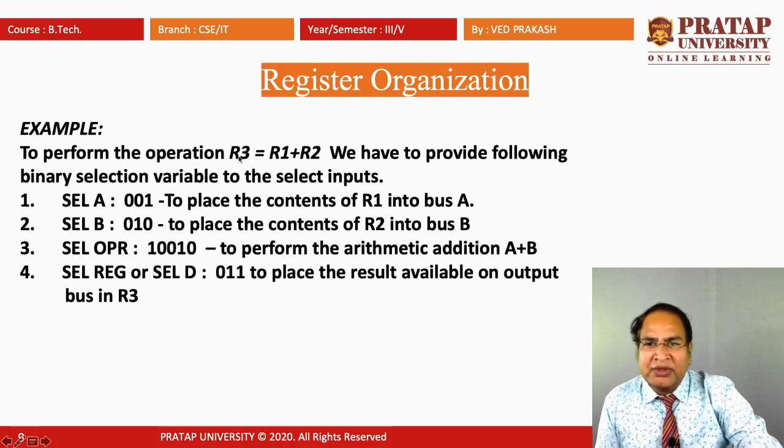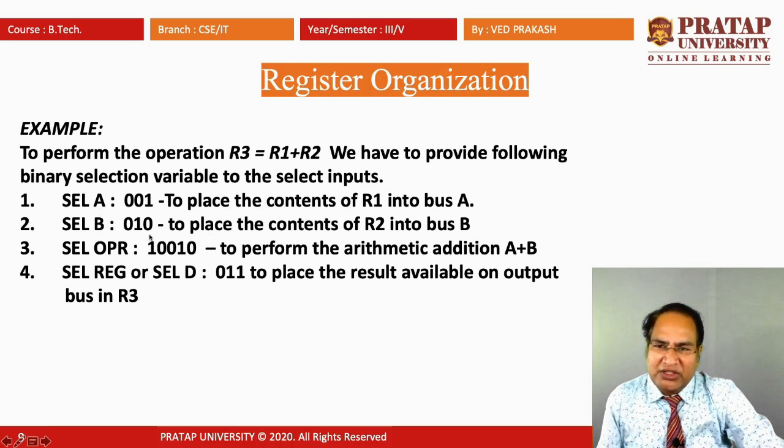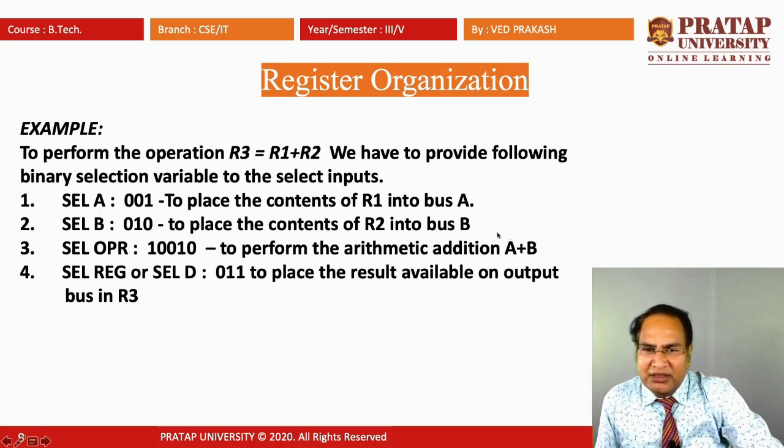Suppose we have to perform R3 equals R1 plus R2. When we want to execute this instruction, we first have to select in the selecting line A 001. It means we take the content of register R1 into the multiplexers. So 001 is used to place the content of register R1 into bus A, and the second register is R2. It means we have to select bus B. So we select the binary bits of select B as 010 to place the content of R2 into bus B.